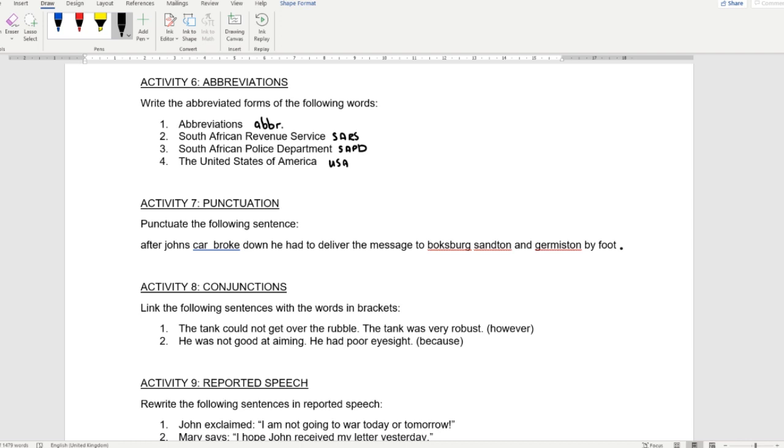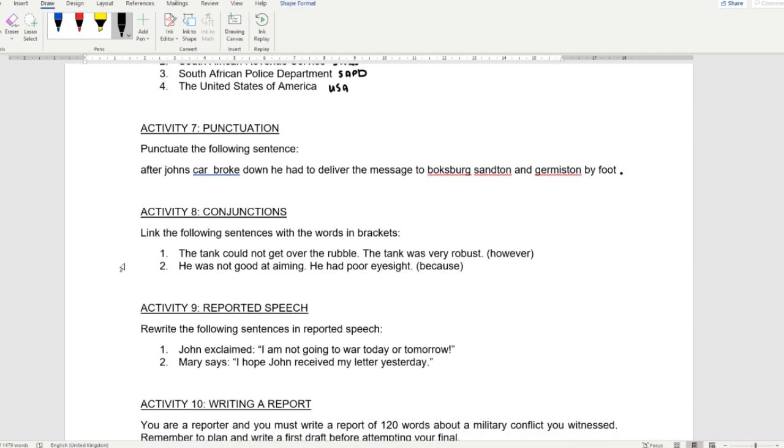There we go. Activity 7, which is a punctuation exercise. So let's get through this one as well. We start off with the beginning of a sentence, which means A needs to be capitalized here. John is a proper noun, which means capital J. I have to add a punctuation mark here, which is the apostrophe, because the car belongs to John. Because of that, I know belonging or possession, I have to use an apostrophe.